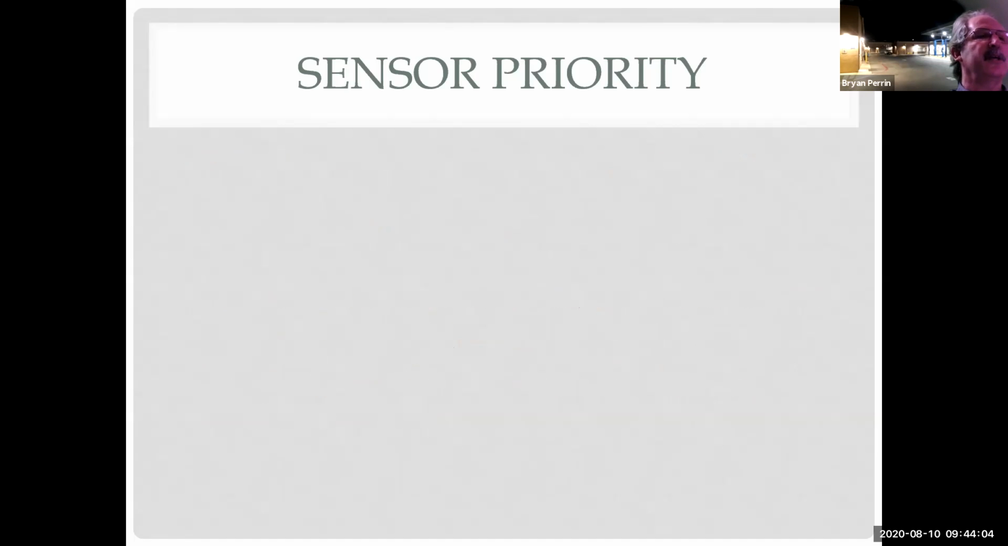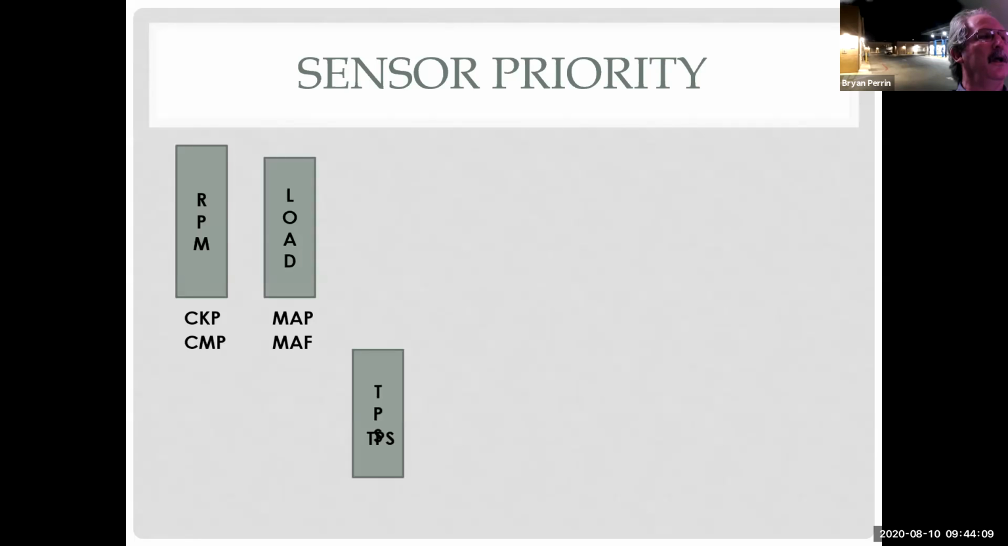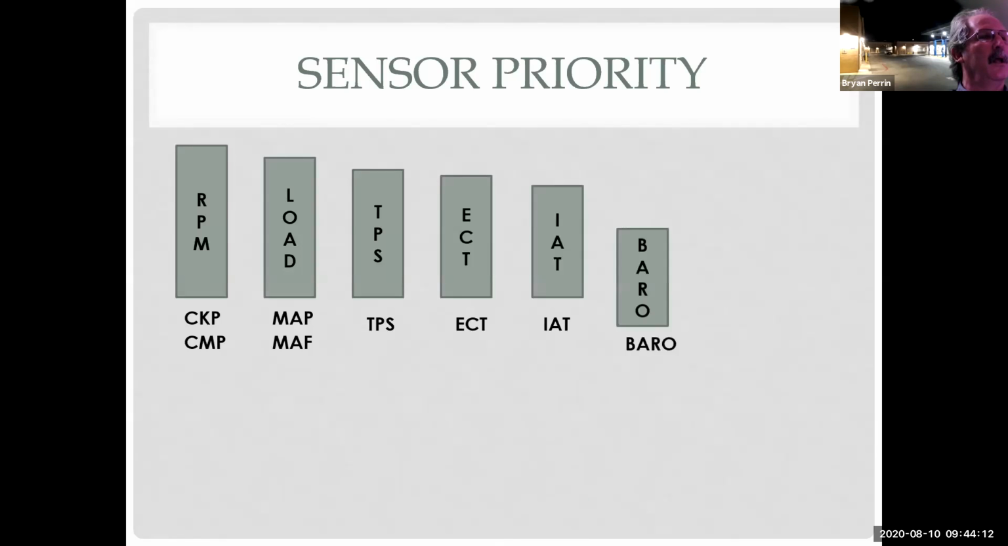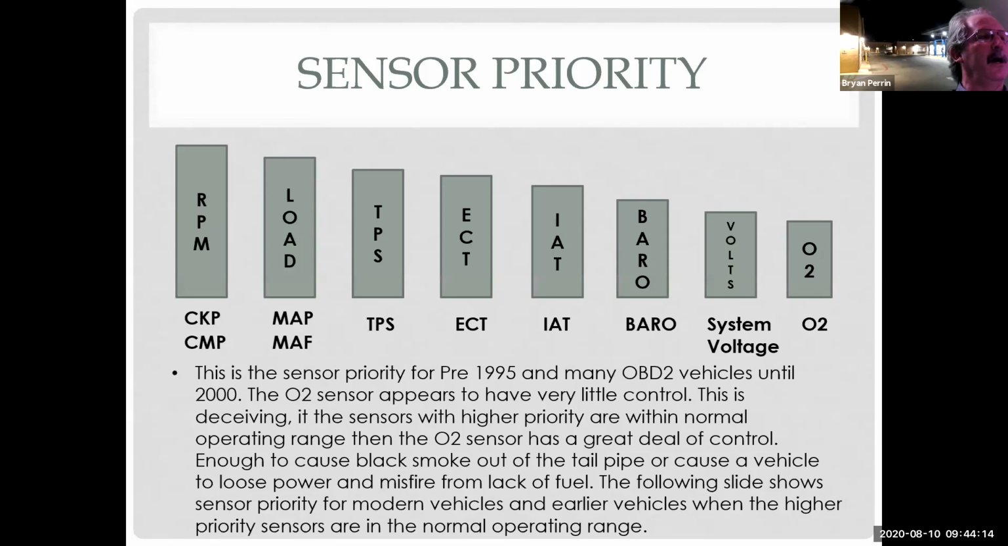So when we look at sensor priority, I can click through here. I have my cam and crank, MAP, TPS, ECT, IAT, barometric pressure, system voltage, and my oxygen sensor picking up the rear. So this was traditional pre-1995, although there were some exceptions, and many early OBD2 vehicles up to 2000. The O2 sensor, if we read books, was considered a fine-tuning device, meaning it had very little control.